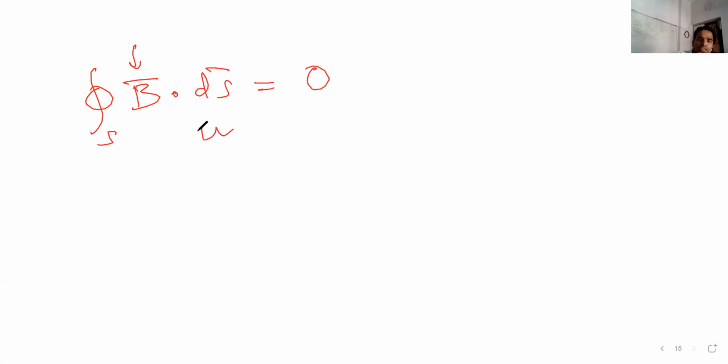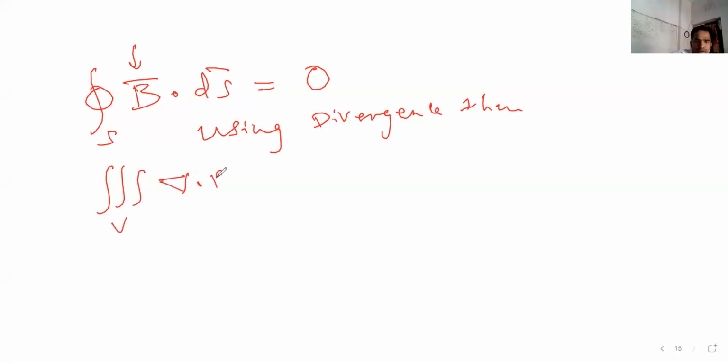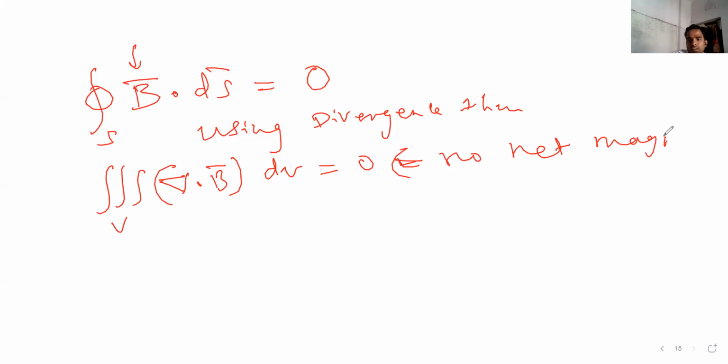So using the divergence theorem, what can I say? If I extend it to a volume integral, del dot B bar dv is zero. That implies there is no net magnetic charge. Why? Because they cancel, right? They cancel.